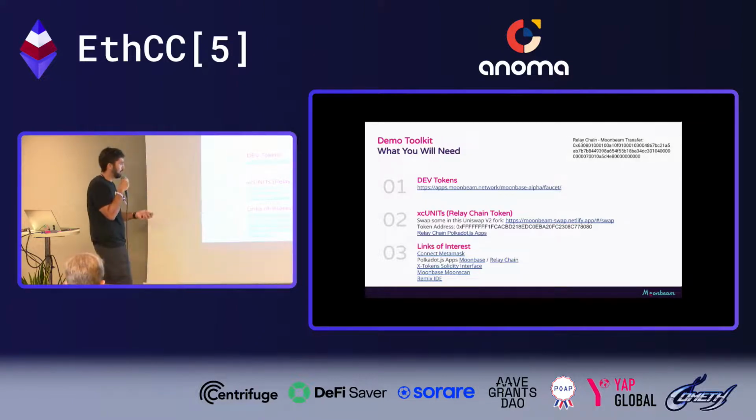Some important stuff is the links of interest. It's how to connect Metamask, how to check Polkadot.js apps, similar to this one but for Moonbase Alpha and the relay chain, the XC token Solidity interface if you want to interact with it. This is Etherscan on Moonbase Alpha, and Remix, right? And if I have time, I'll show you how to build an XCM message on the relay chain to transfer tokens from the relay chain back to Moonbase Alpha, all right? So let's try this.